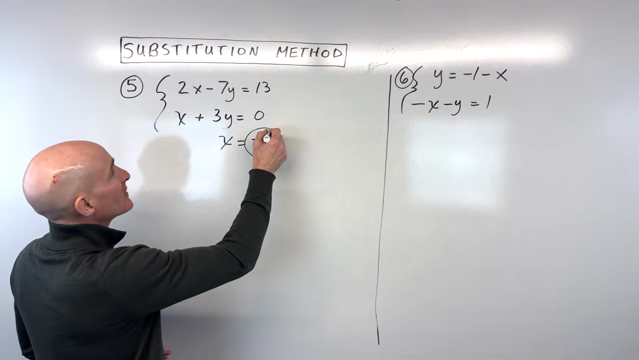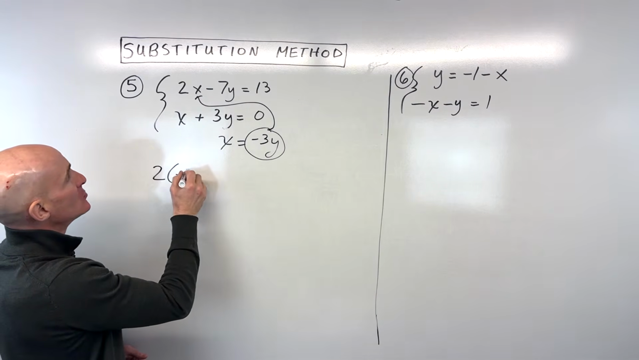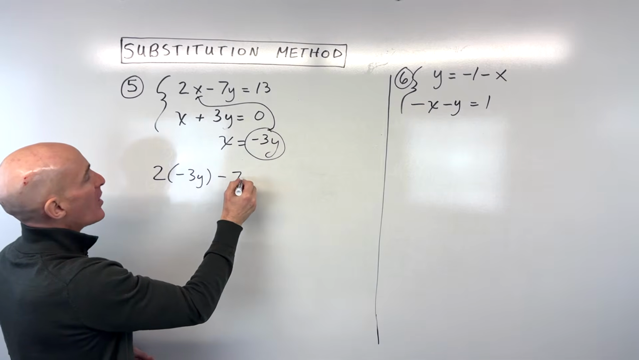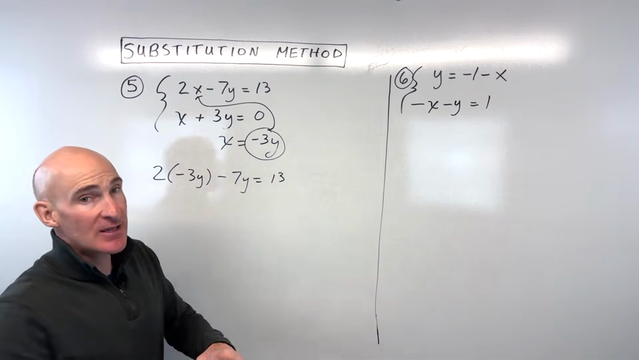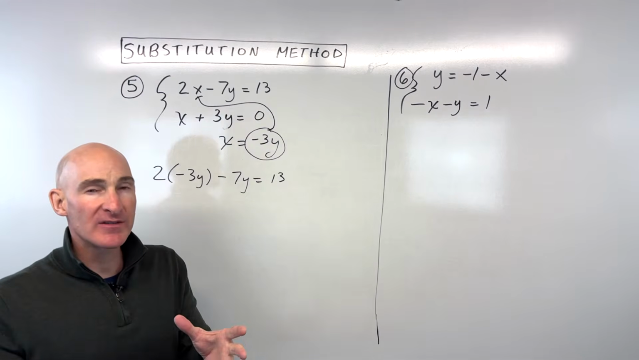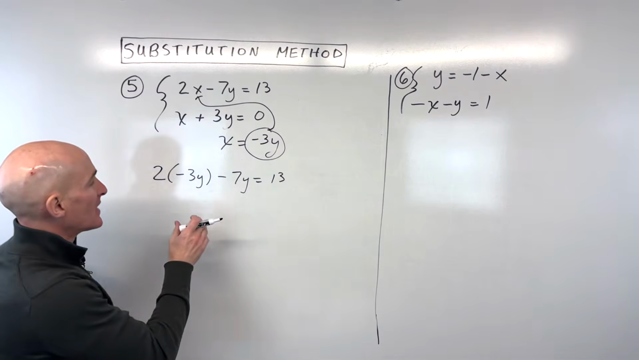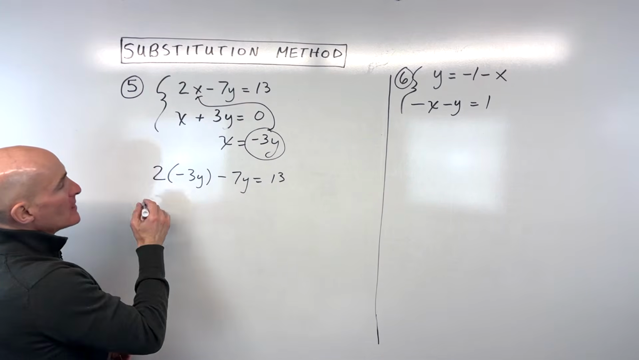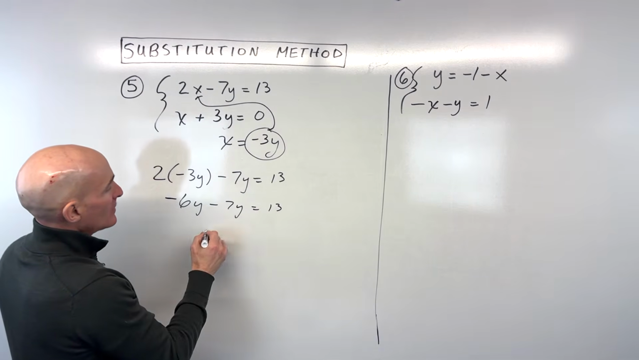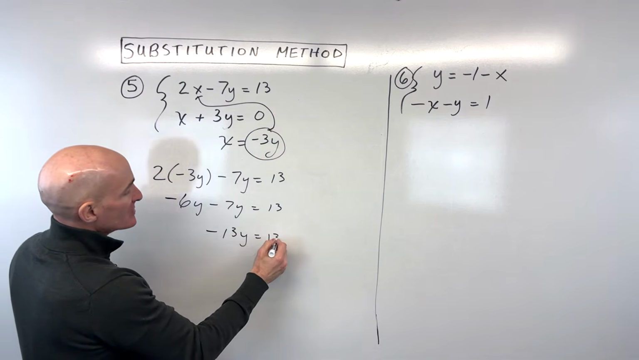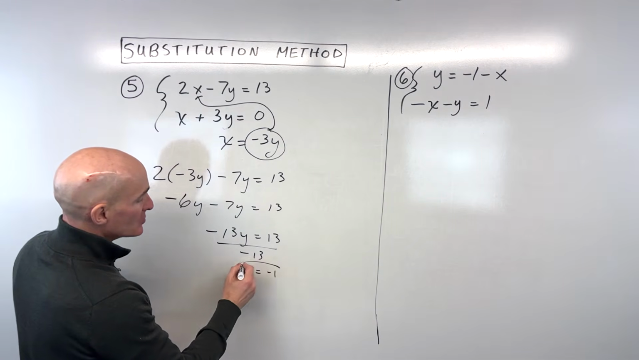I'm going to take the -3y, I'm going to put it in place of x in that first equation. So that's 2 times -3y minus 7y equals 13. Another mistake students sometimes make is they don't put it in parentheses. You want to put it in parentheses to treat it as a group because sometimes you're going to have to distribute, so you want to take it as a quantity, as a group. So now we're going to simplify. We get -13y equals 13, and if we divide both sides by -13, y comes out to -1.